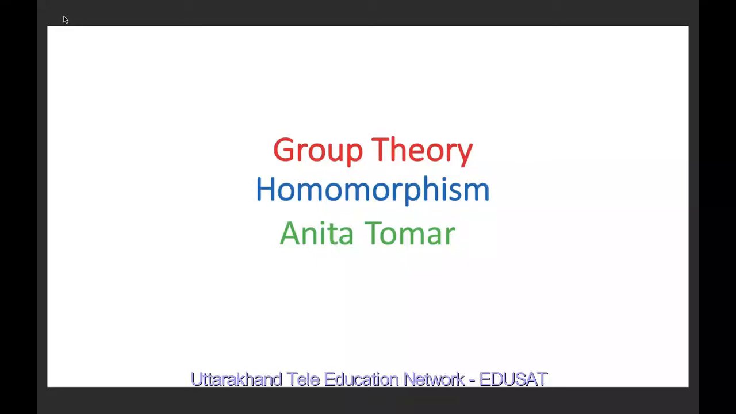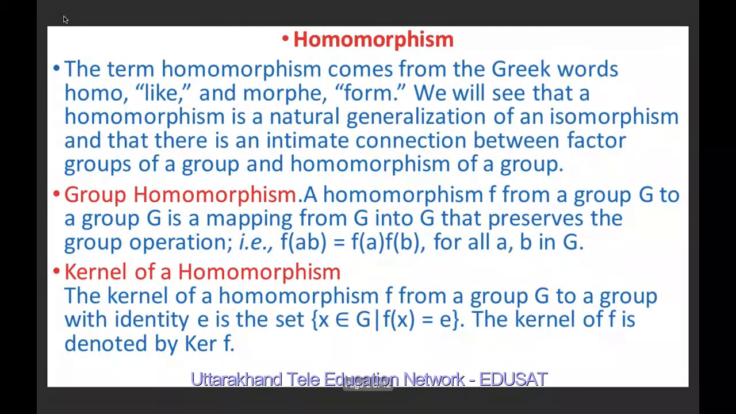Today we will study homomorphism. Homomorphism comes from the Greek words homo and morphe. Homo means like and morphe means form. So we will see that a homomorphism is a natural generalization of an isomorphism, and there is an intimate connection between the factor group of a group and a homomorphism of a group.